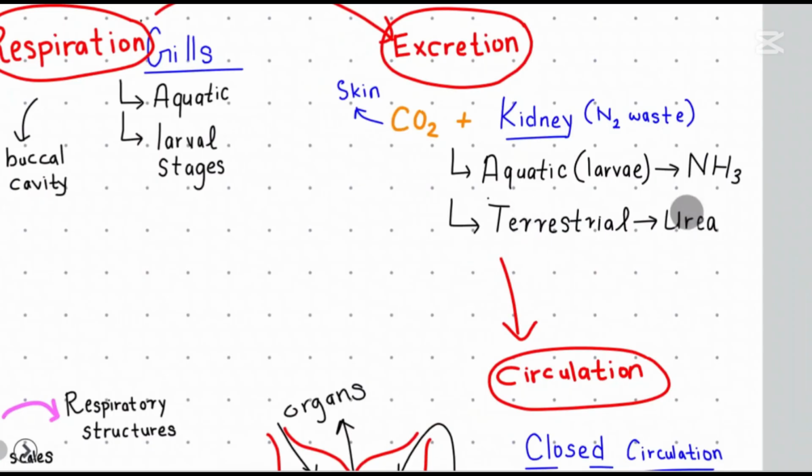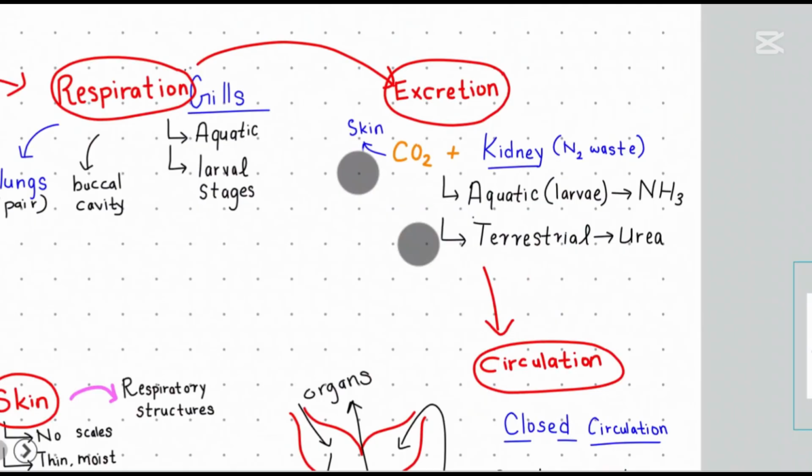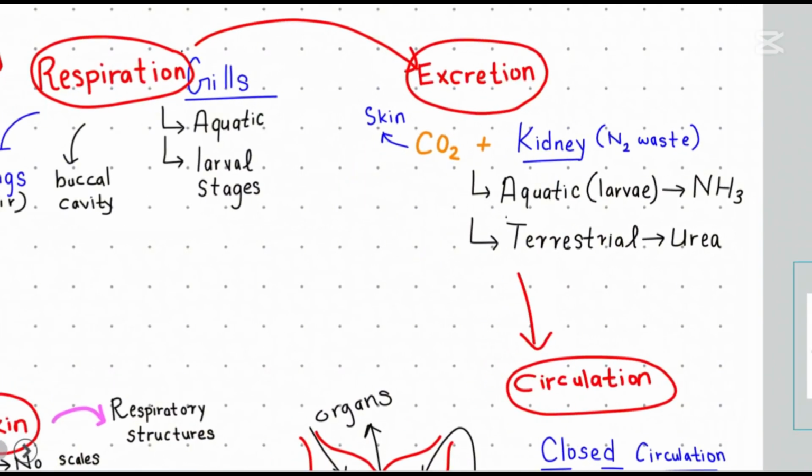So that's why aquatic forms excrete ammonia, whereas the terrestrial forms kind of convert ammonia to urea and excrete it. Now, let me ask you a very important MCQ question that they can really confuse you with.